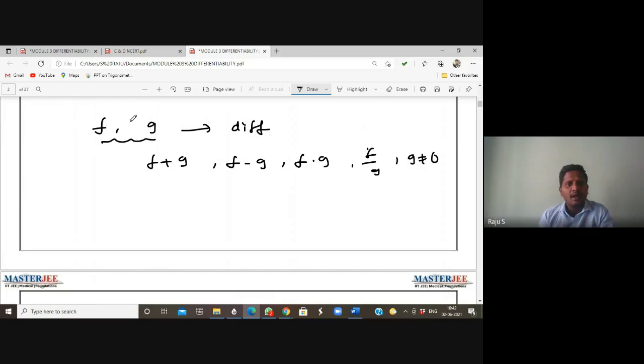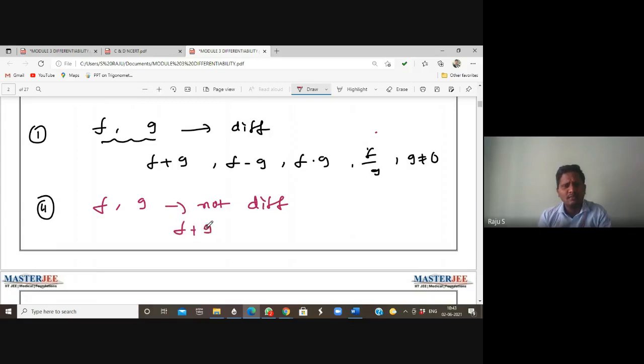Okay. Next, second point I want to take. The time is over. You can stop last point. F comma g are not differentiable. I'm taking functions which are not differentiable. Then what about f plus g? Is it differentiable or not differentiable? It may be differentiable. Can you give any example? Yes, we can give an example.